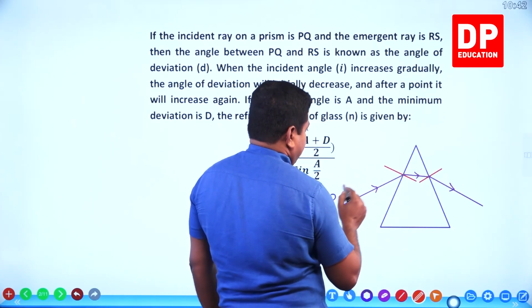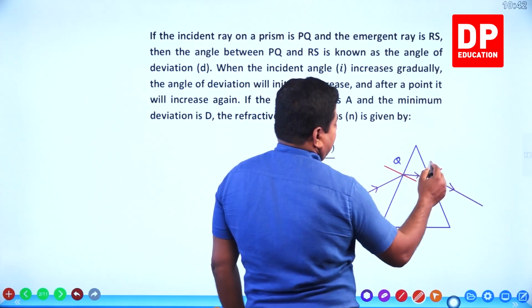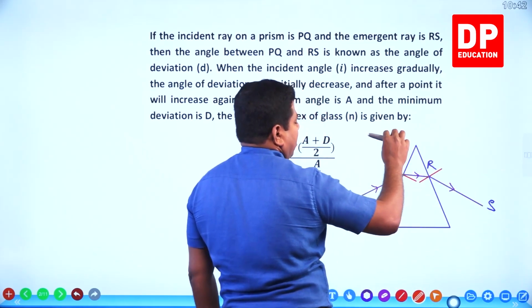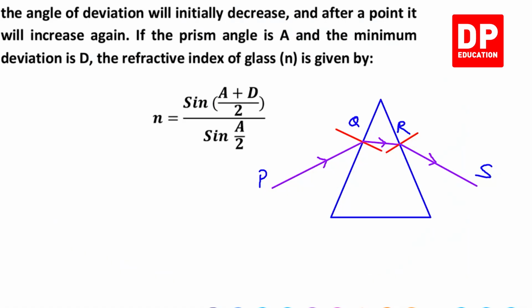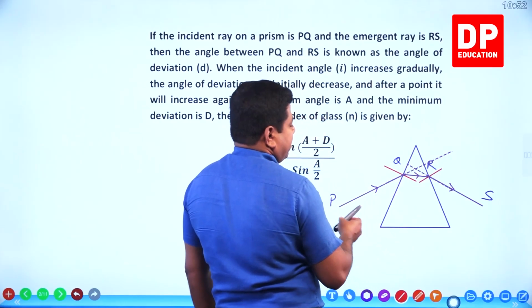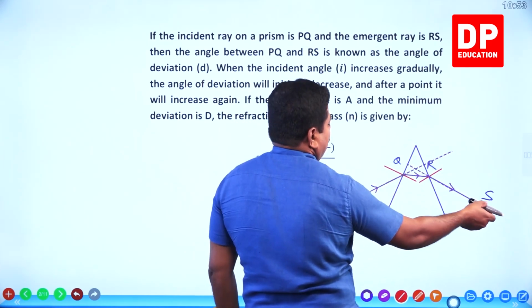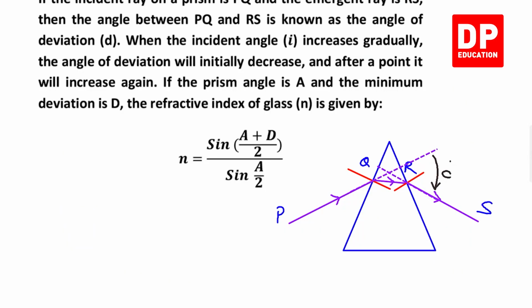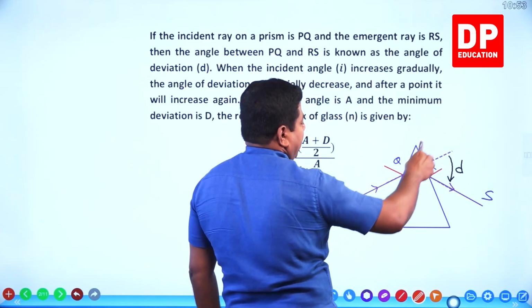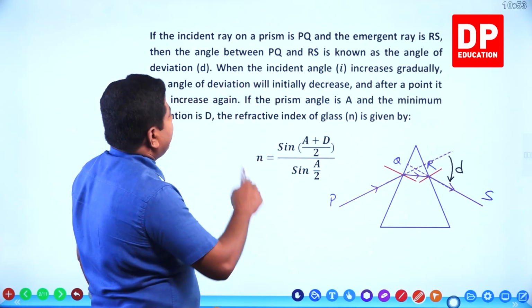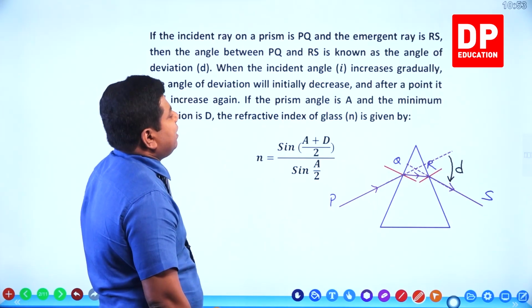Let's name them. Let's say this is PQ, and this is RS. The angle between PQ and RS: you have to extend SR, you have to extend PQ and find out where they intersect. Let's extend this, let's extend this. Right. Extend this emergent ray also backwards. Right. So now you can say this is the original path of the incident ray, but after it went through the prism, this is how it emerges out. This difference is what we call deviation, by how much angle it has deviated from the original path of the ray. Let's say when the incident angle I increases gradually, the angle of deviation will initially decrease.